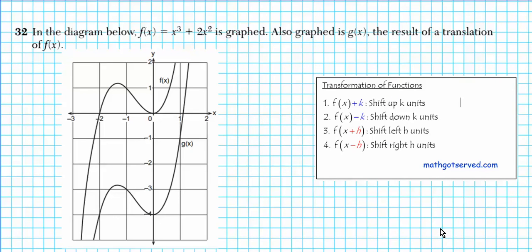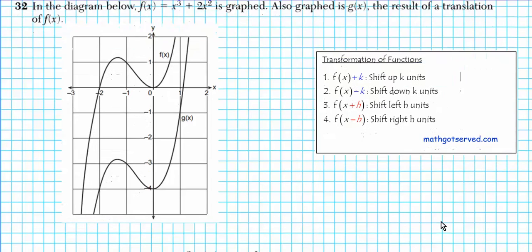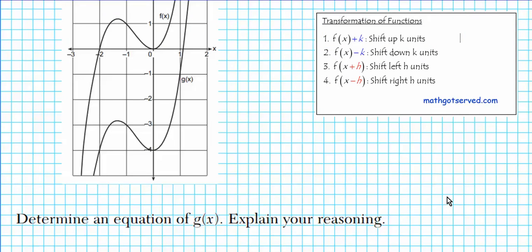All right, let's take a look at question number 32. It reads, in the diagram below, f of x is equal to x to the third plus 2x squared is graphed. Okay, also graphed is g of x, the result of the translation of f of x. The question is, determine an equation for g of x and explain your reasoning.